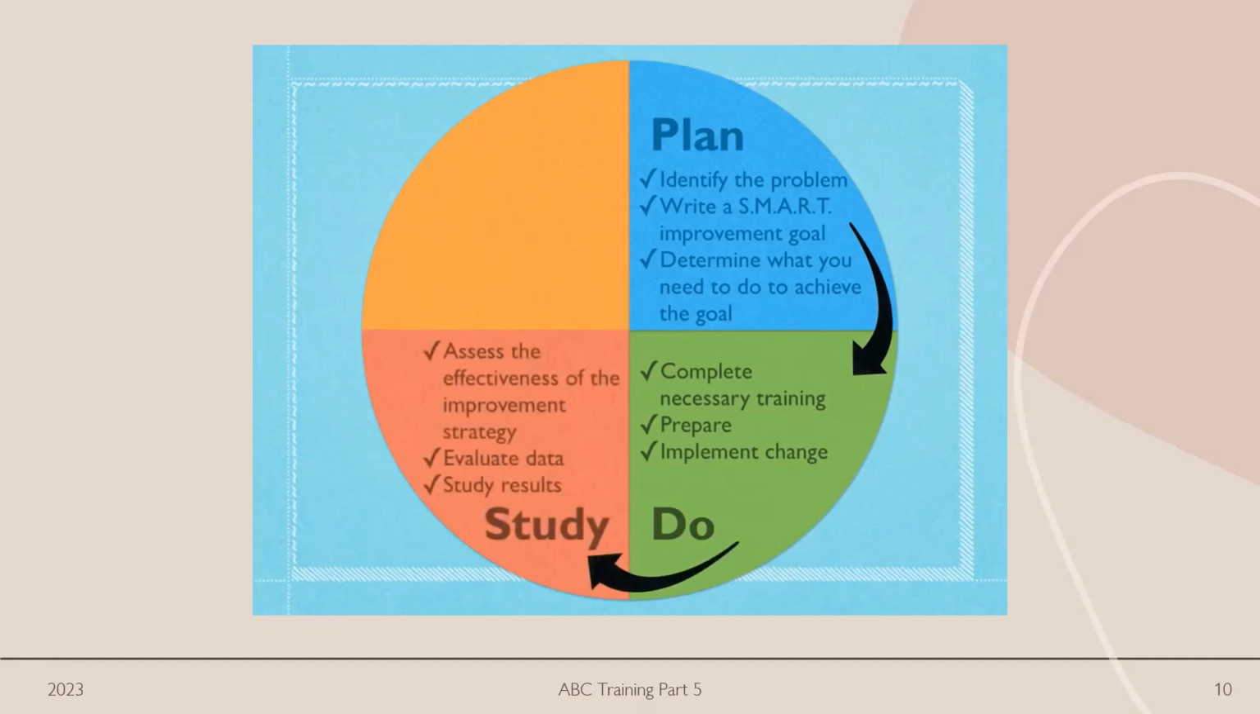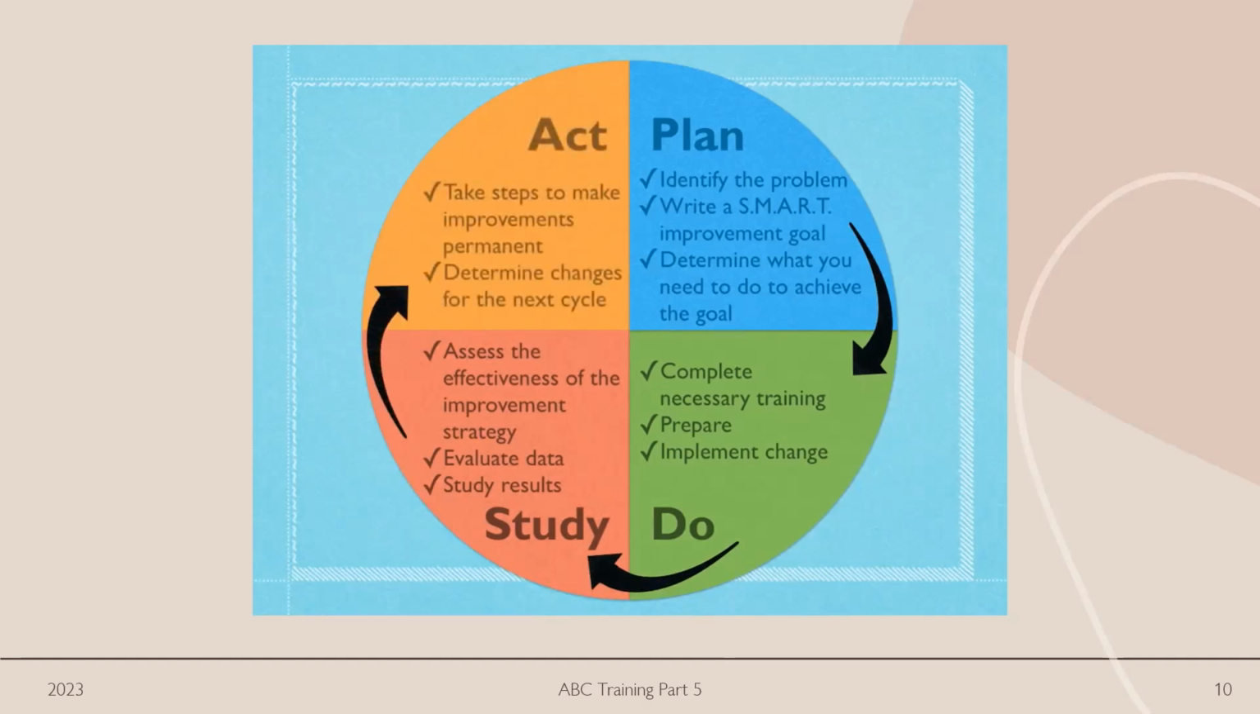Once we've tried it out, we're going to decide if it was effective or not. So we're going to study our results. We want to look at some data and see if our strategy has seemed to be effective or not. And then finally, we're going to act. If we have achieved our goal already, which is unlikely on the first time around the cycle, but if we've achieved our goal, then we need to just take steps to make those improvements permanent, and then we can begin a new goal and an entirely new PDSA cycle.